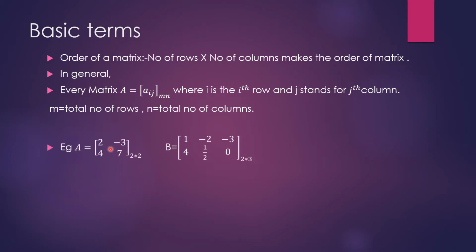So again, the same example. This is 2, minus 3, 4, 7. It has 2 rows and 2 columns. Similarly, matrix B has 2 rows but 3 columns. Remember that we first write the row and then we write the column. So here the order of A will be 2 by 2. The order of B will be 2 by 3 since it has 2 rows and 3 columns.